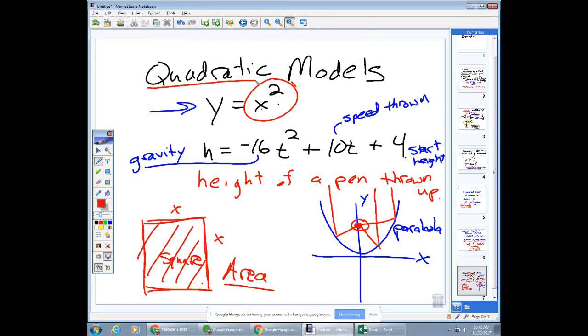X squared is literally a 4-sided shape. That's why they're called quadratics. All right, so we just have to get used to identifying the different kinds, and then we'll graph some.